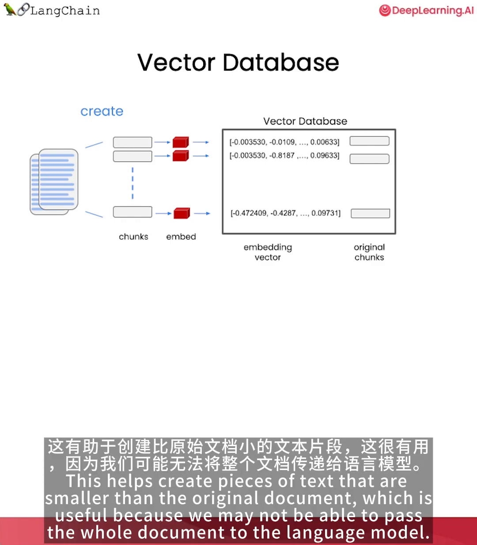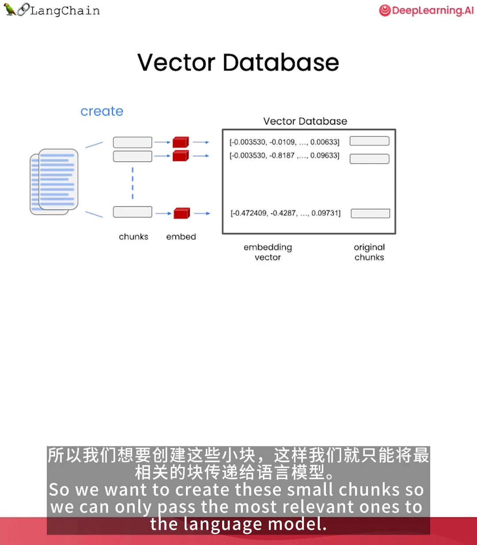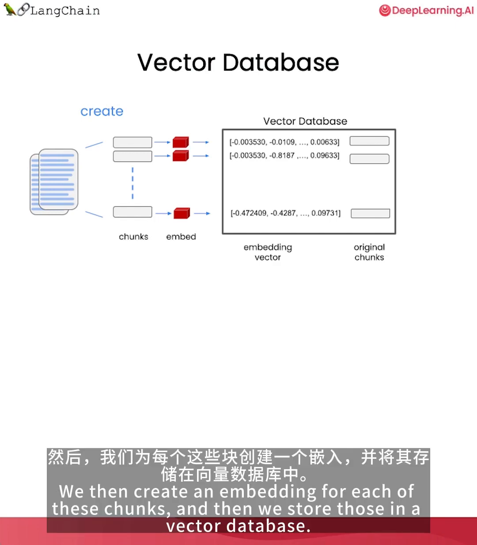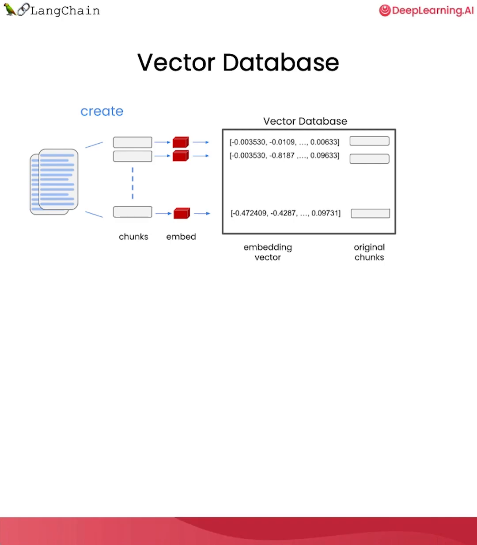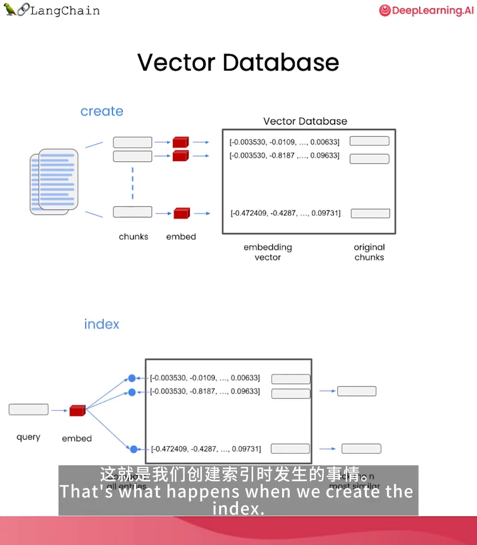This helps create pieces of text that are smaller than the original document, which is useful because we may not be able to pass the whole document to the language model. So we want to create these small chunks so we can only pass the most relevant ones to the language model. We then create an embedding for each of these chunks, and then we store those in a vector database. That's what happens when we create the index.